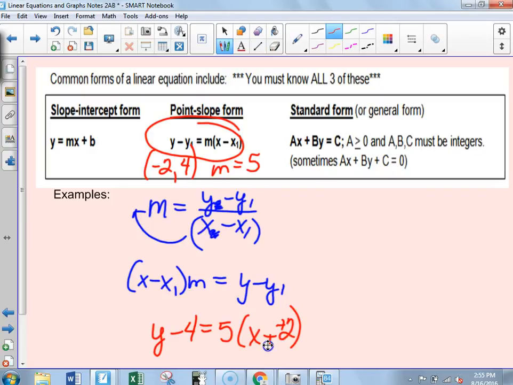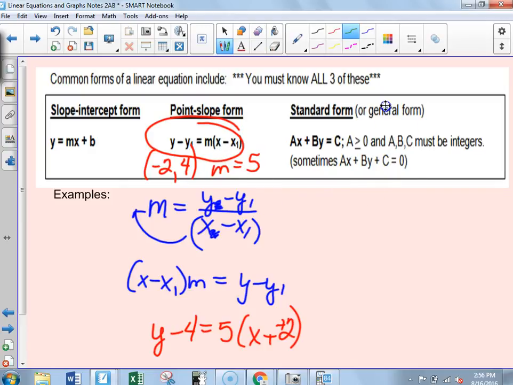So point slope is very helpful given a point and given a slope, which they do all the time, right? They'll say find an equation perpendicular to y equals 3x plus 7 through the point 2, 8. You know the slope and you know the point. So you all need to be able to use that version.